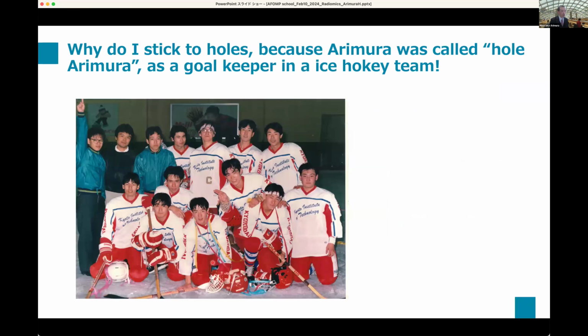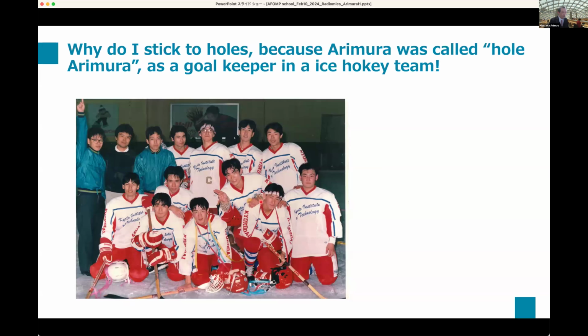But why do I stick to holes? Because I was called Arimura. I was called Arimura by my captain when I used to play ice hockey as a goalkeeper. Here is me, very young Arimura, in an ice hockey team.